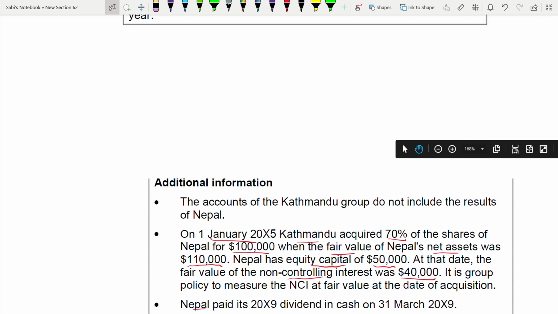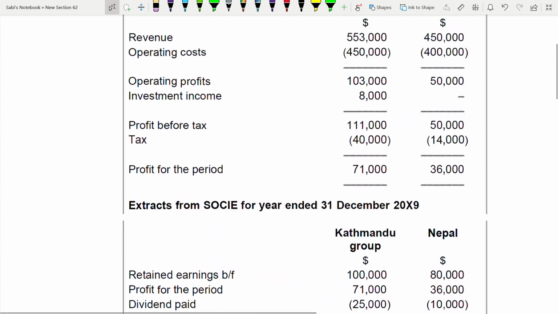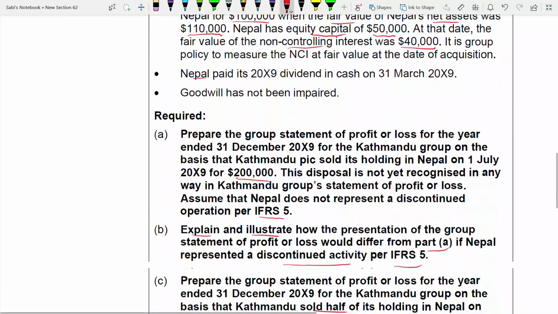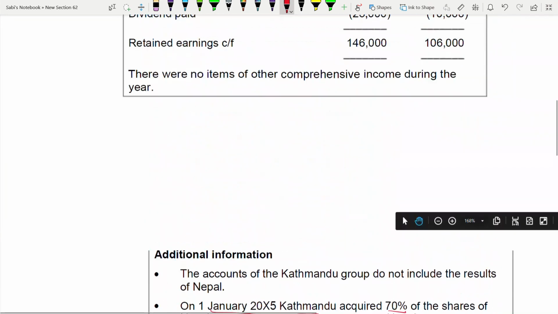So you have to prepare a consolidated statement of profit and loss for full disposal. We can show it here itself. So 553, you'll be adding it with Nepal, but remember, only when you're disposing it. It is for 31st December 2009. When are you disposing it? In July. That means exactly 6 months, so only the 6 months results you have to consolidate.